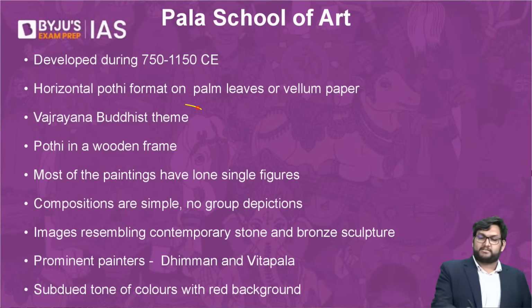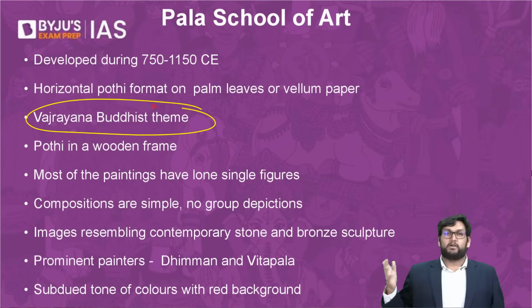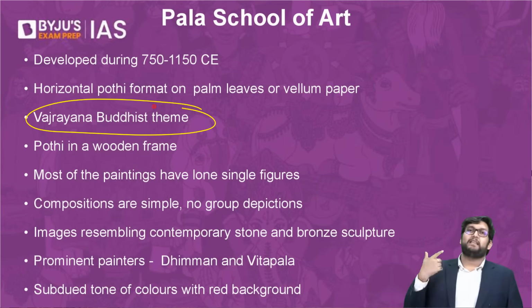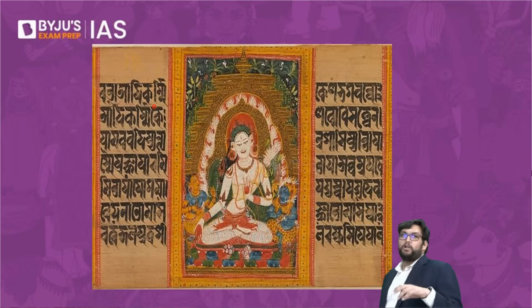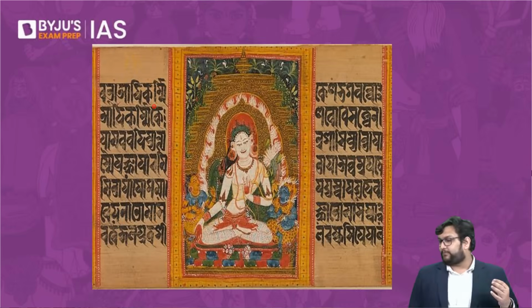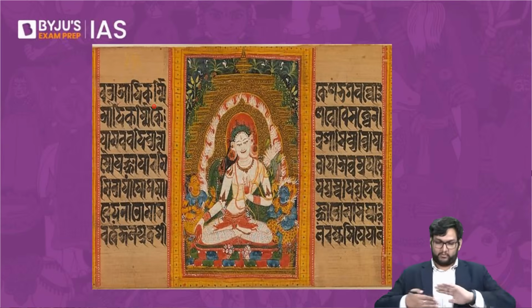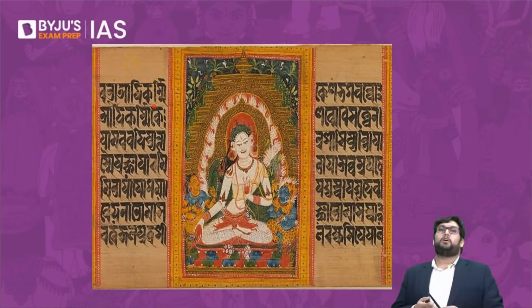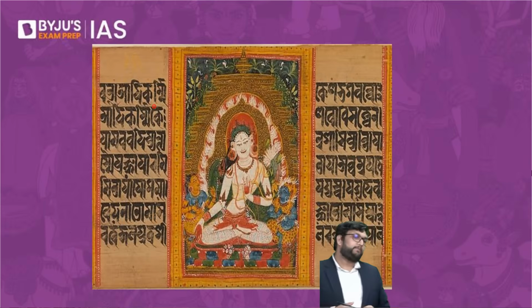But they are extremely specific with regard to Vajrayanic Buddhism, because the whole Vikramshila University was based on Vajrayanic Buddhism. And they basically produce these, which are called pothis. In North India, it is done on palm leaves, and in South India, there's a specific type of paper called vellum paper. Pothis, you would have seen for sure, open up like this. They are made in landscape format. Pothis are very common in a lot of the different pilgrimage centers.